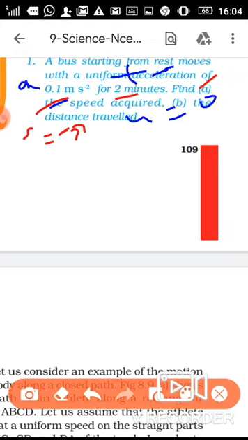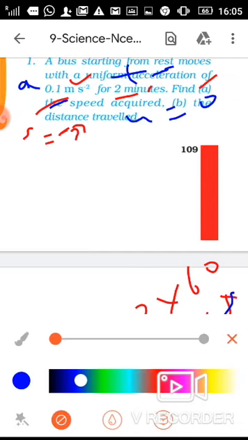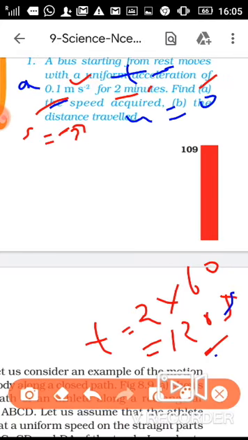You see, there is a difference in units. Here it is seconds and here it is minutes. So you change time into seconds. So you will get t is equal to, in 2 minutes, how many seconds? We have to multiply it by 60. Then we will get 120 seconds. Okay, this is the time, 120 seconds. This is clear? Why have we changed it? Because to make the units the same.